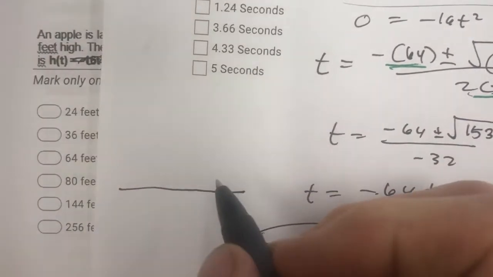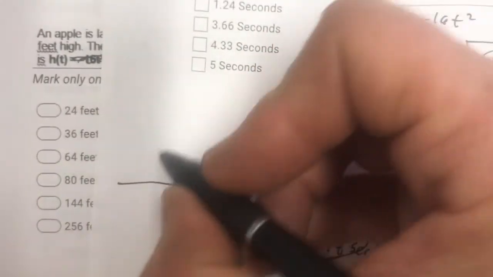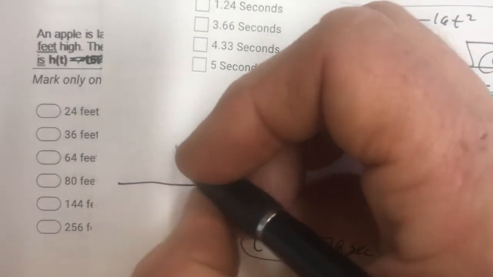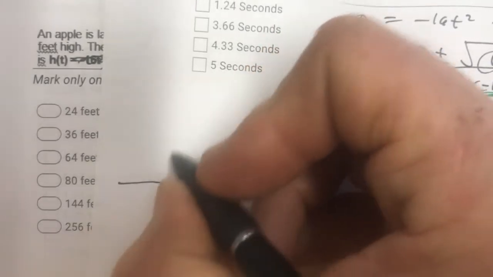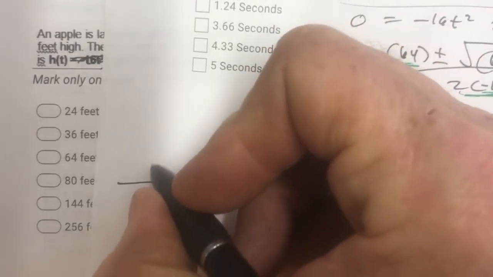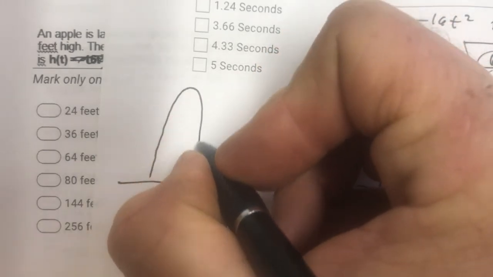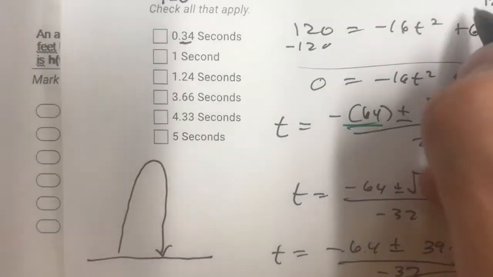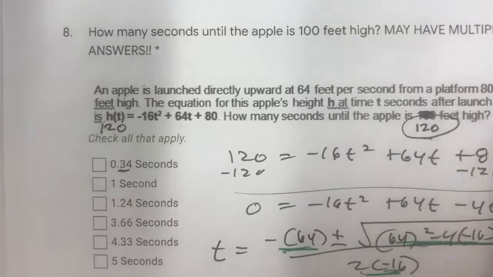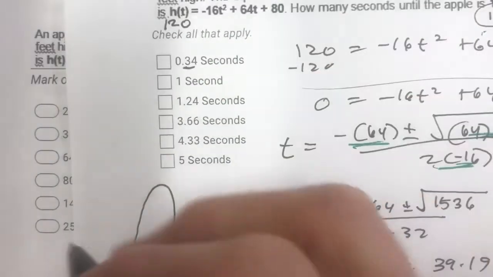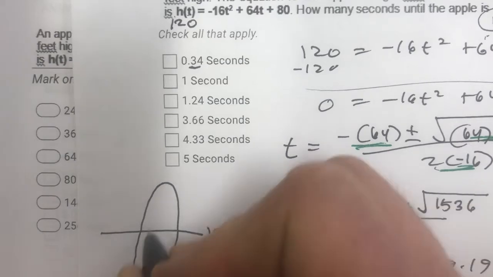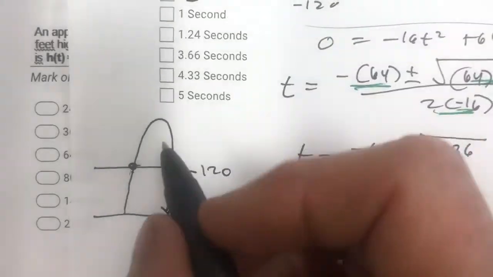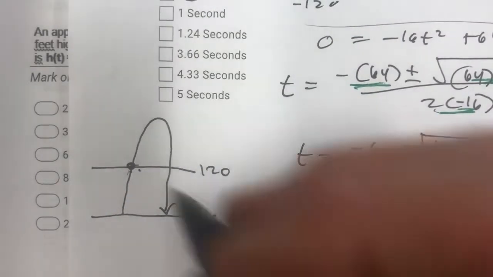Here's the ground. This apple is launched. It's got some kind of operated machine or something that launches this apple. But anyway, this apple goes up in the air and then it comes back down and hits the ground. What we're trying to find is how long until it's 120 feet high. So here's 120 feet right here. And right there, when this apple's launched, it's going to be 120 feet high in 0.78 seconds.